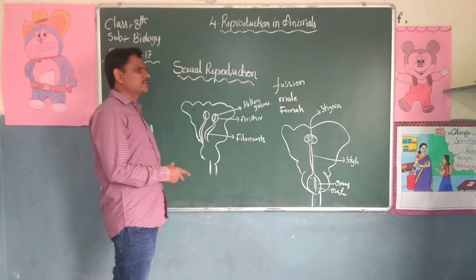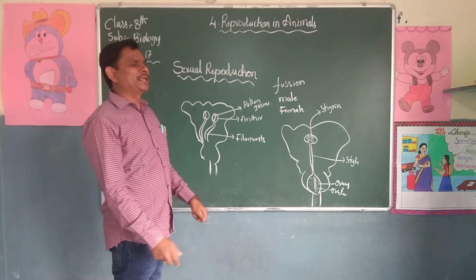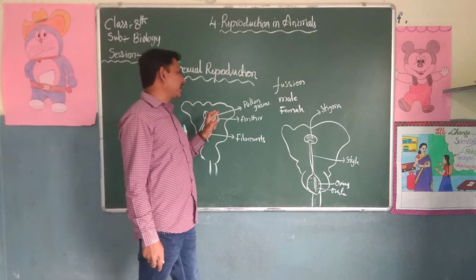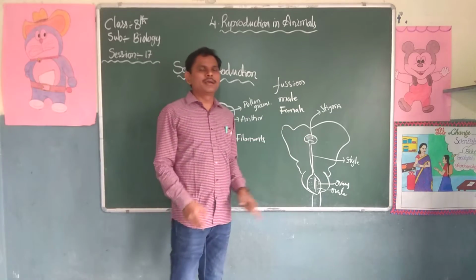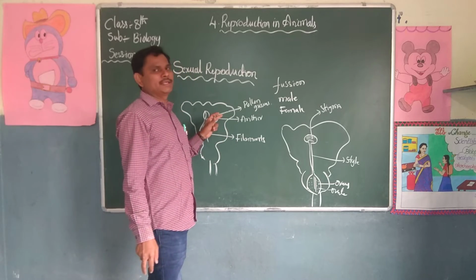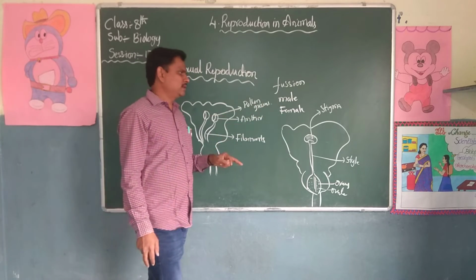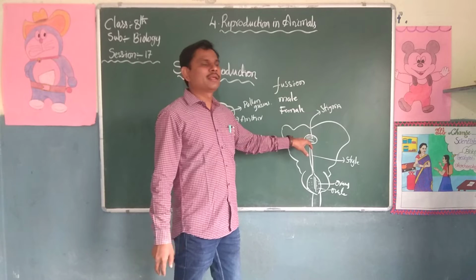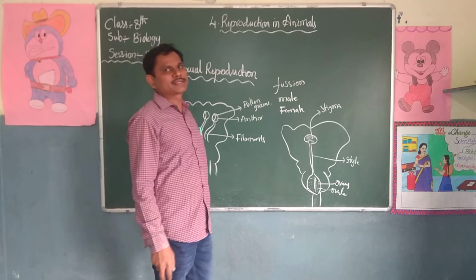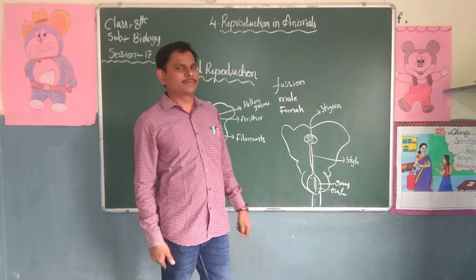So in flowers, pollination will take place. What is pollination? Transfer of pollen grains from the anther to the stigma is called pollination. Pollen grains are male gametes. The stigma is the female part.